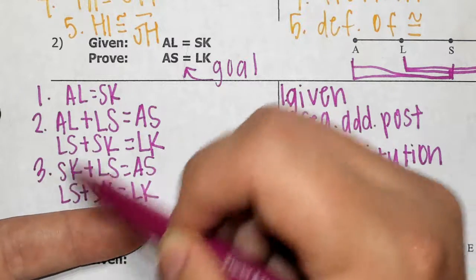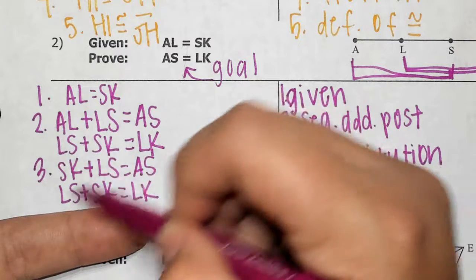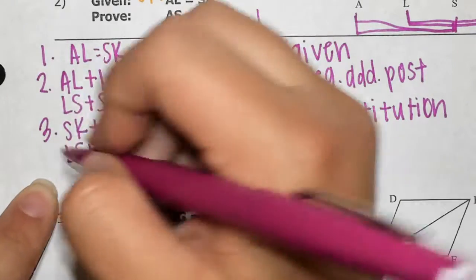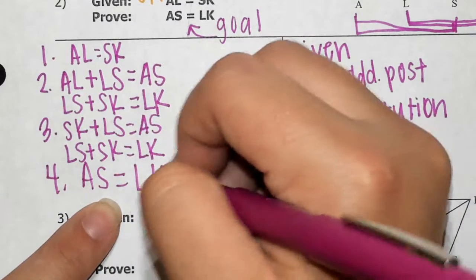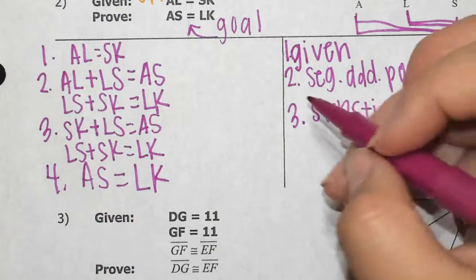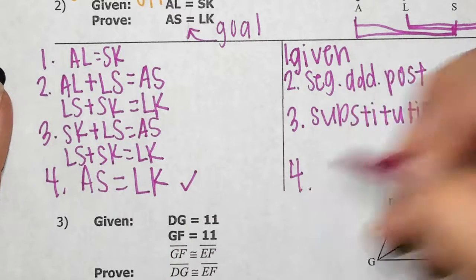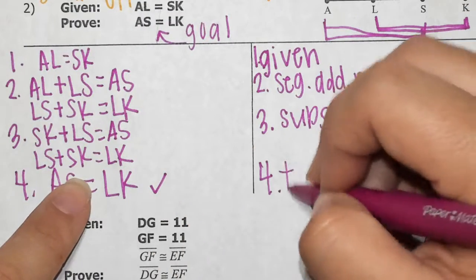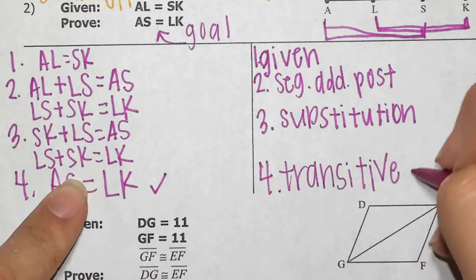Is it okay that their order's backwards? It's okay. Still it's the same thing. Now, these are the same. So instead of writing this whole thing, we can write AS equals LK. Is that what we wanted? Was that our goal? Yes. Now, there's two ways. You could have either said substitution or what? Transitive. Either one of those properties would work here.